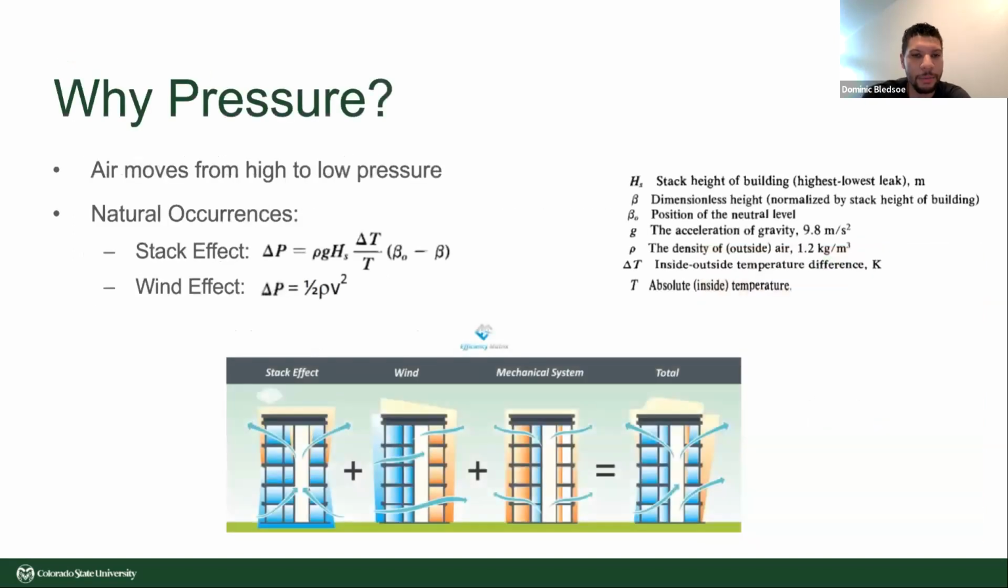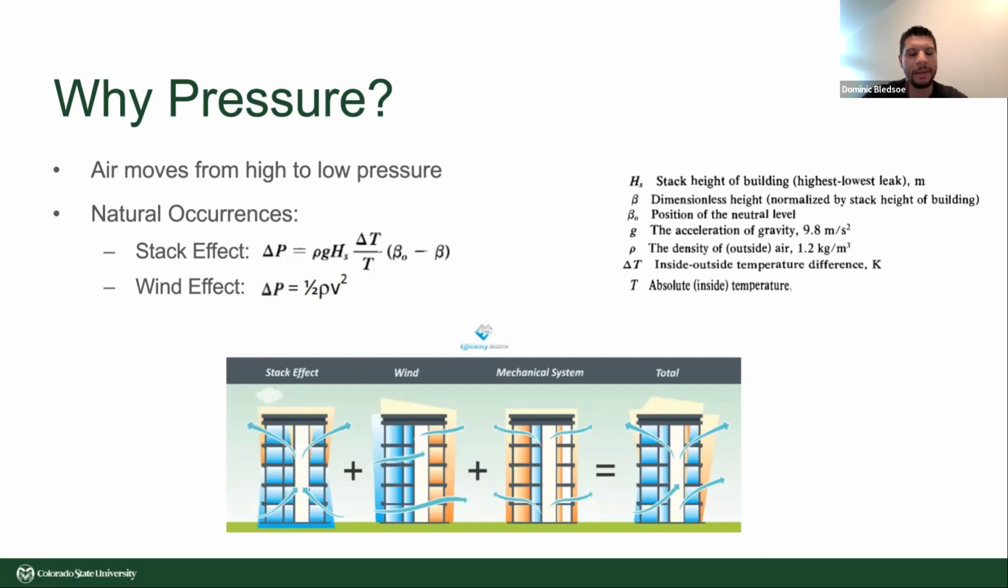Looking at my own personal work, I have been looking a lot at pressure. For most of you that know, wind is caused by air moving from high pressure to low pressure areas. Relating that to the building envelope, we have two main natural causes of pressure differences across the envelope. The first one here is stack effect, and you see that one in the bottom right image.